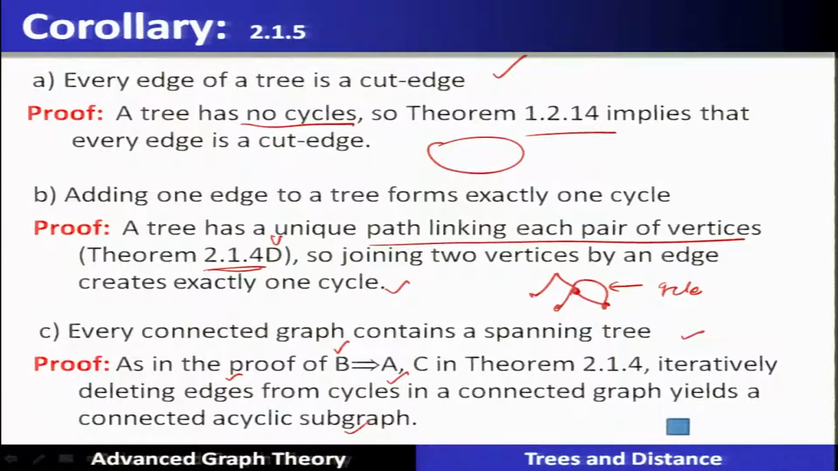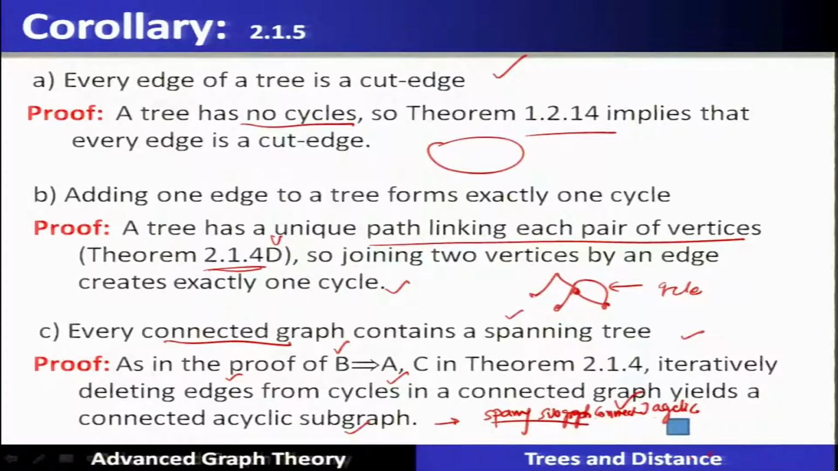So, by deleting the edges, the subgraph which we obtain is a spanning subgraph which is connected and which is acyclic. The connectedness was already given as a condition.